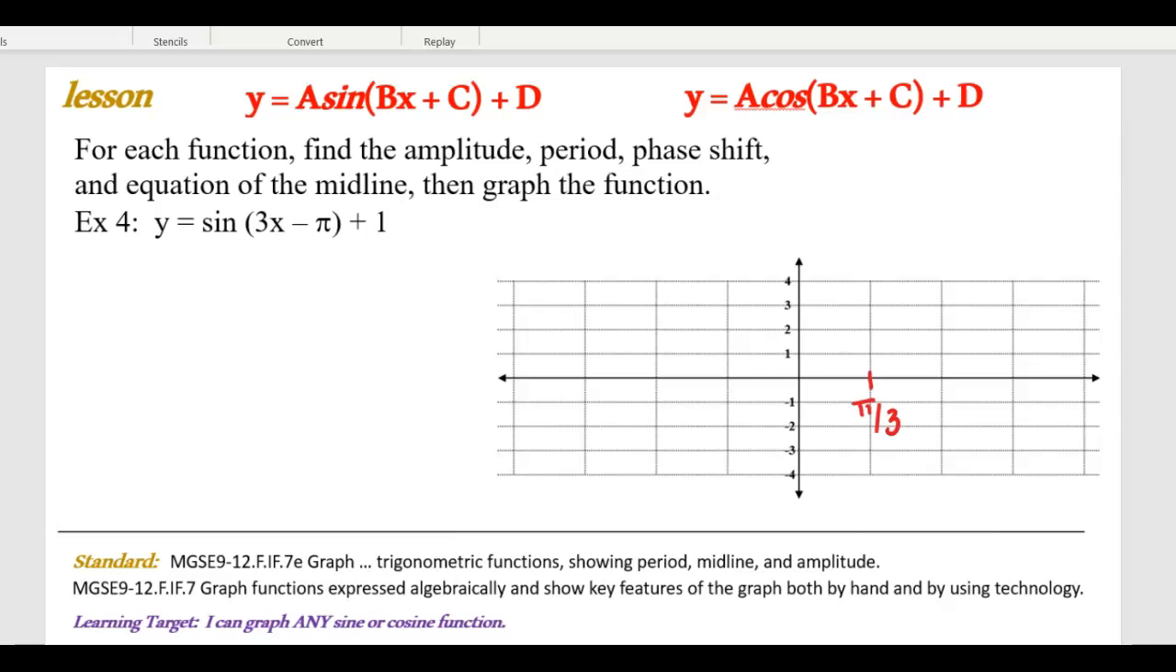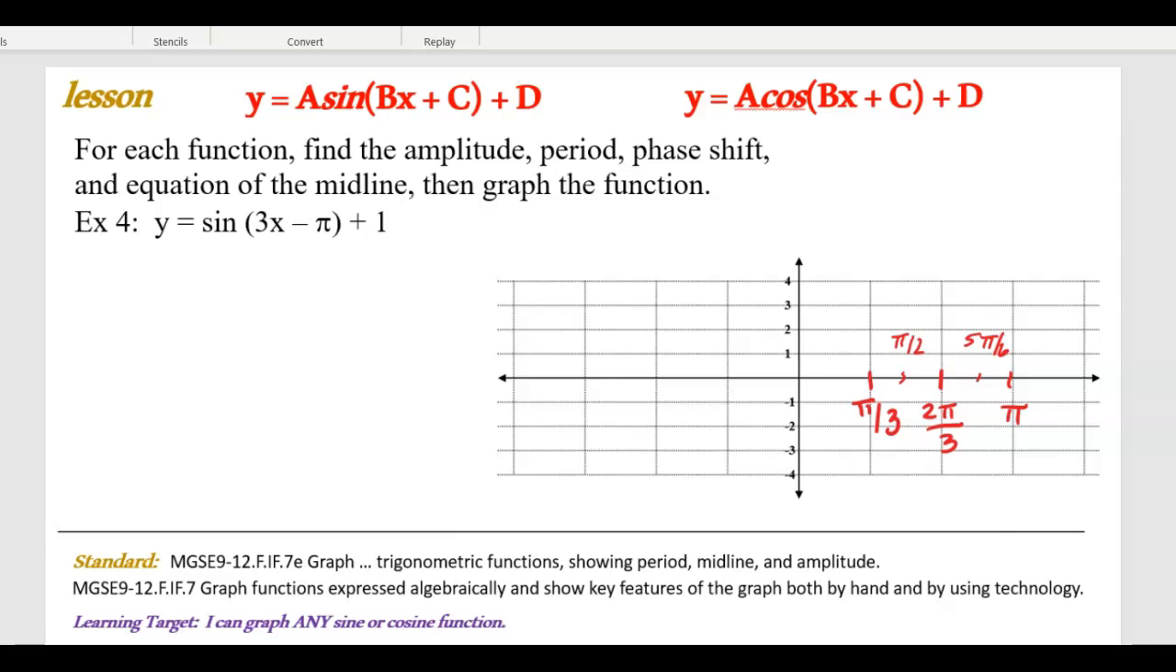Pi over 3, 2 pi over 3, pi. This was 3 pi over 2. And this value was 5 pi over 6. So let me just reiterate. To get full credit when you graph, you must label 5 exact values on the x-axis.